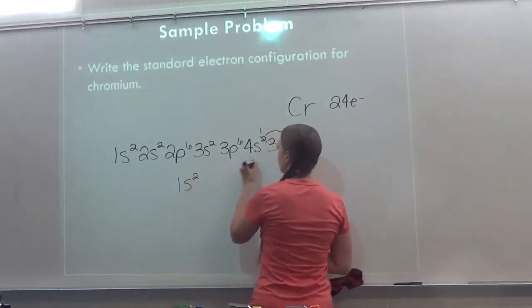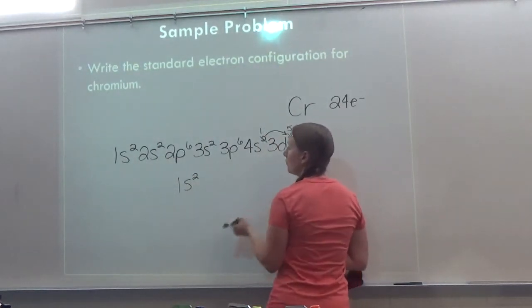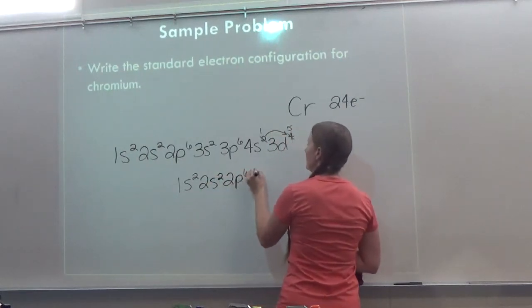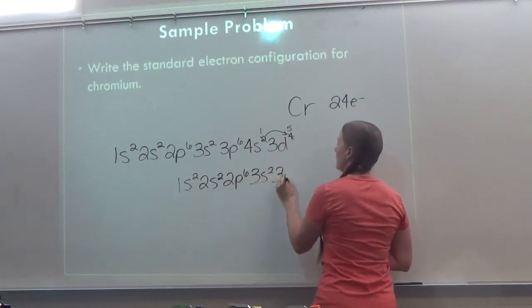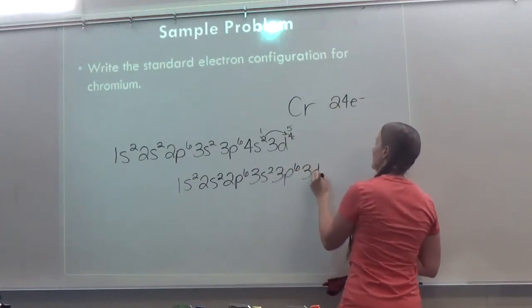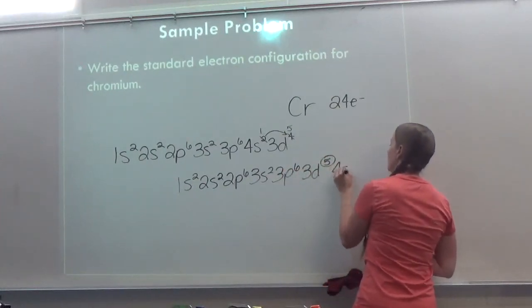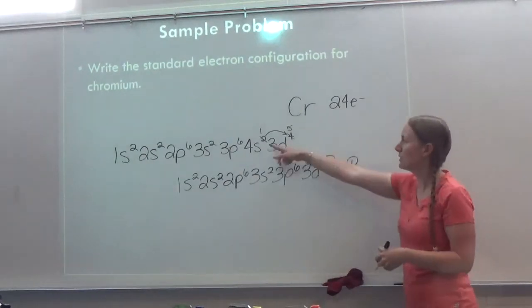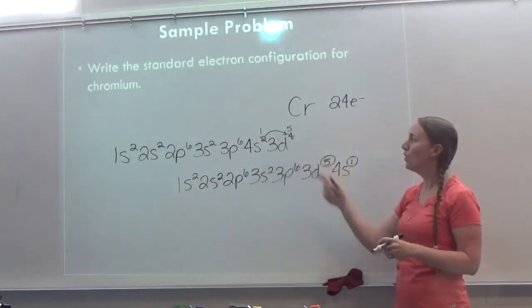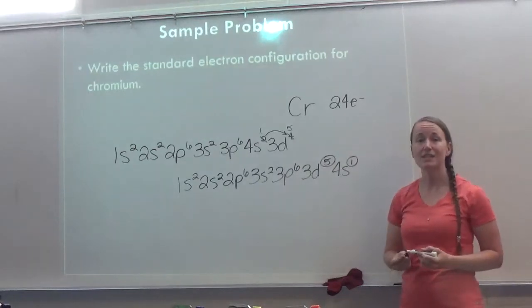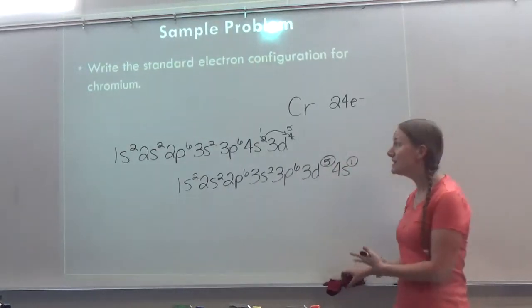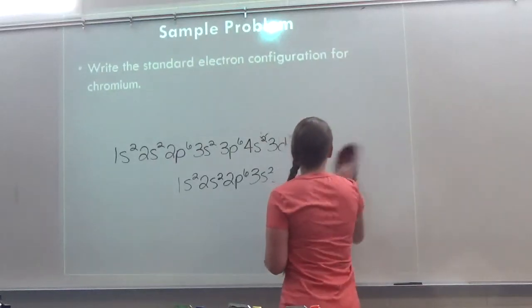So I would have, because I need to put my 3d before 4s, 1s2, 2s2, 2p6, 3s2, 3p6, 3d5, 4s1. And you don't have to circle them. I'm just circling them to make sure you remember that's where the exception happened. 1 from 4s jumped to 3d, so that they would both be stable because now they're both half full. All right, this is one time you will do the exception with chromium.